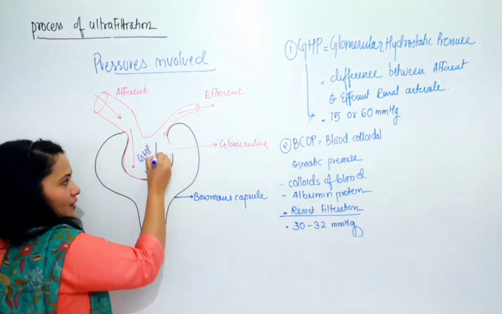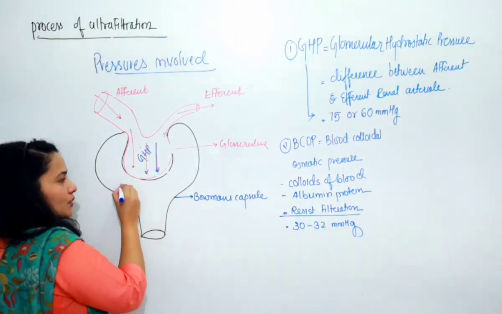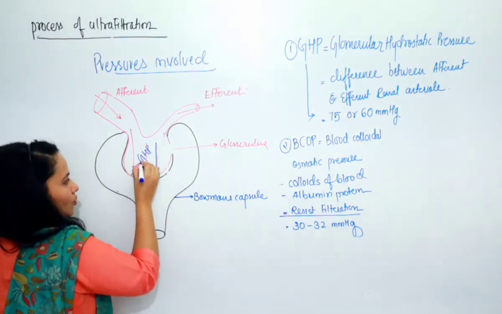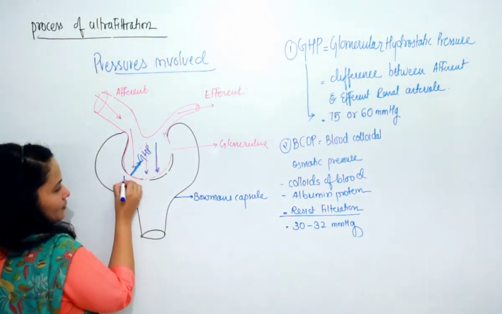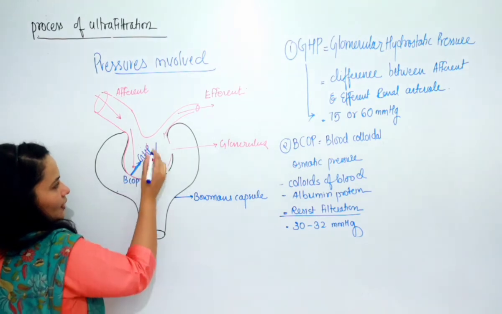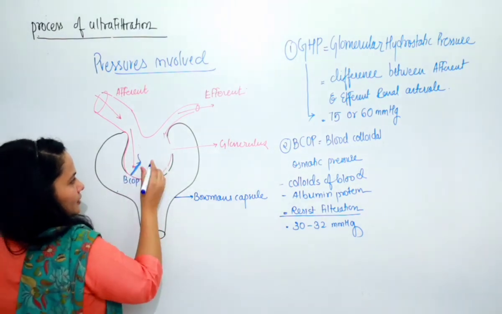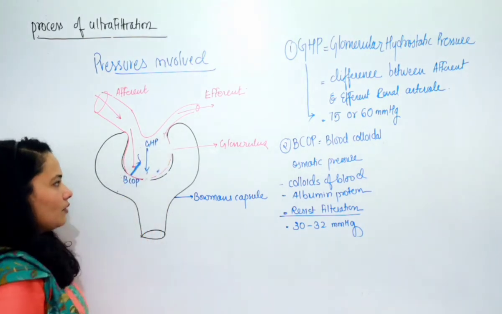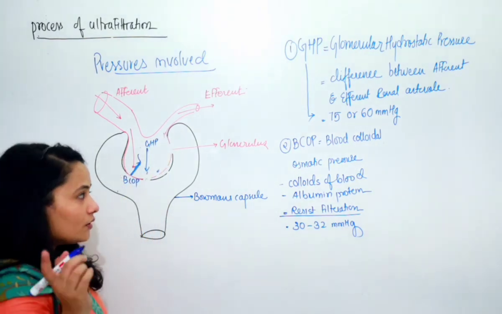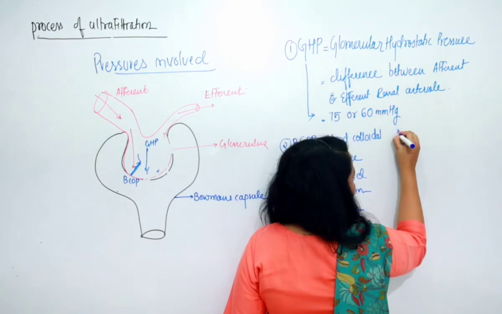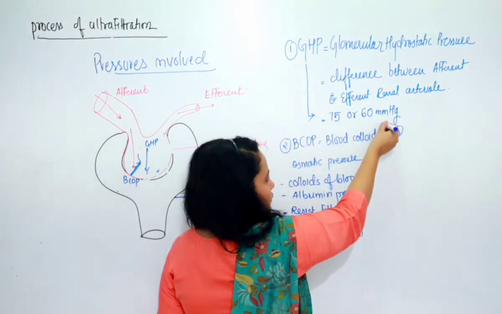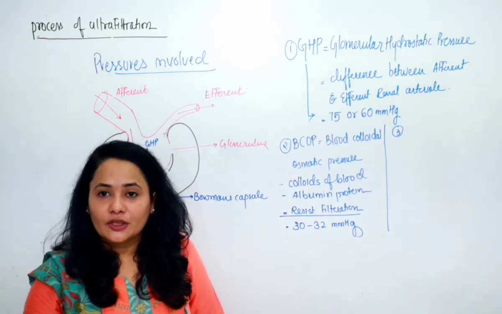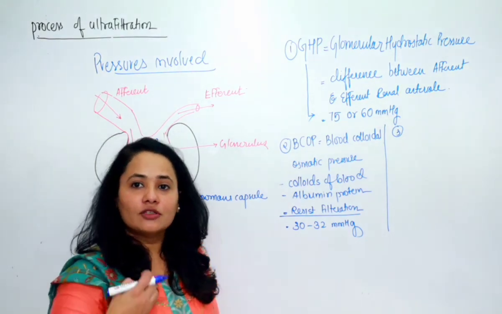Because if GHP is going in this direction, then BCOP will go in the opposite direction. That is BCOP. I'll write it in a better way. This is GHP and this is BCOP. The third pressure which is involved over here is what you call CHP, that is capsular hydrostatic pressure.